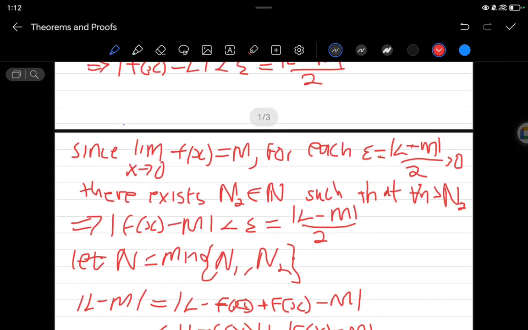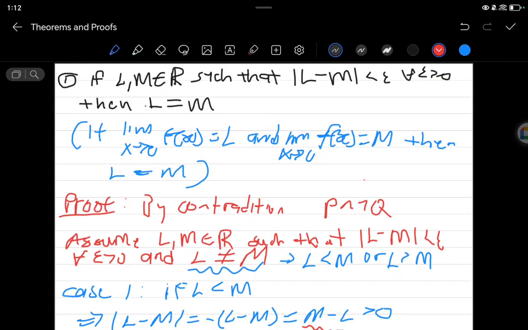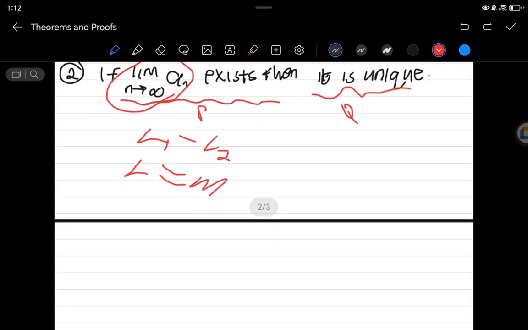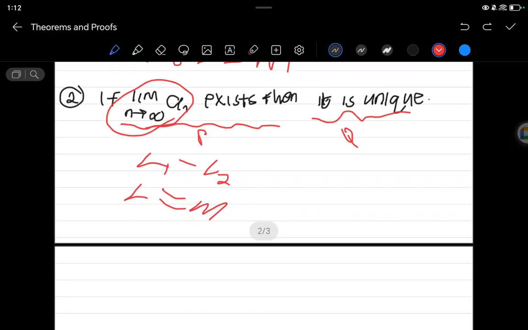Many may confuse it for this one, right? You see, so make sure you don't. If it is given to you like this, you should use contradiction. But if they say it is unique, that's when you can use the approach which I'm about to show you here.